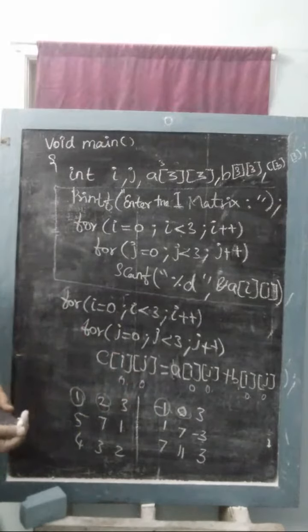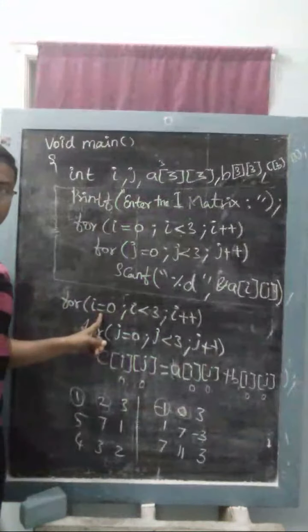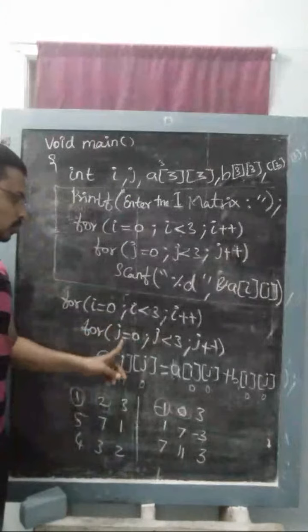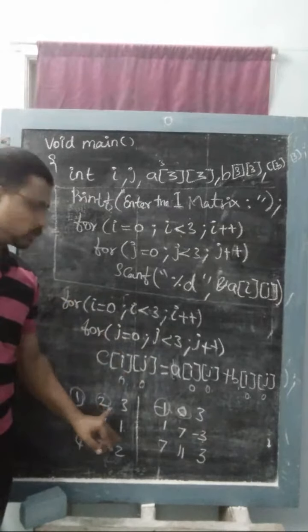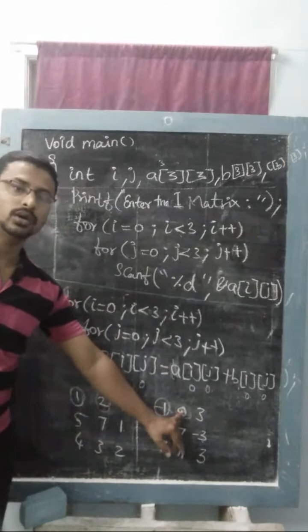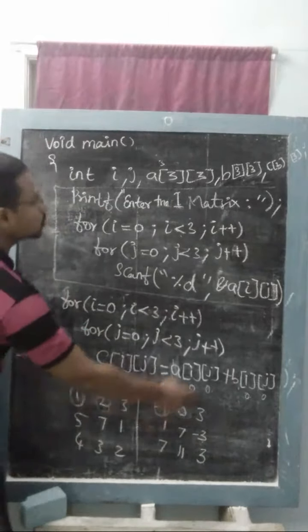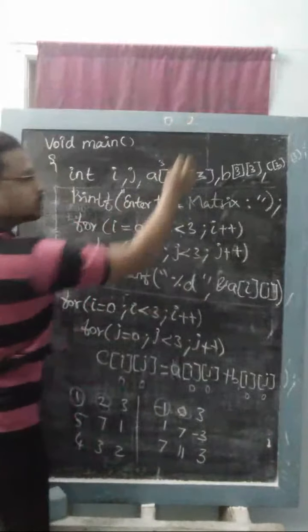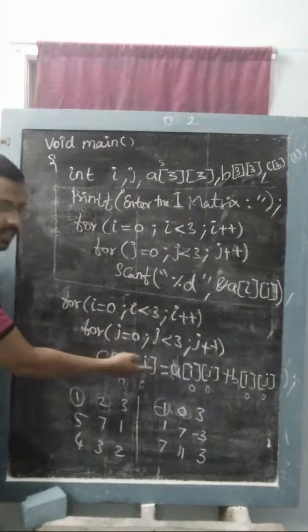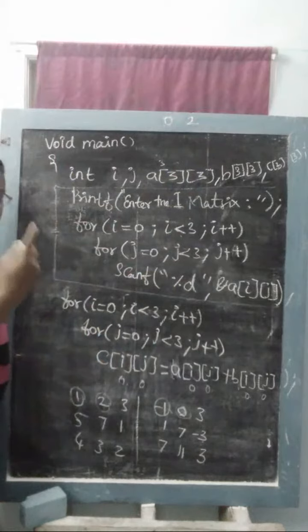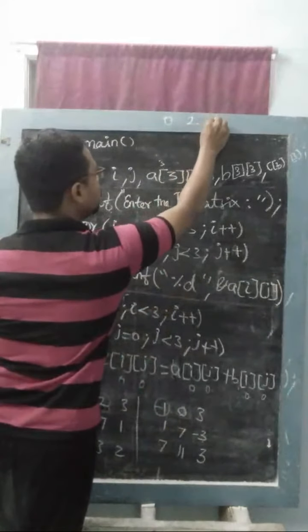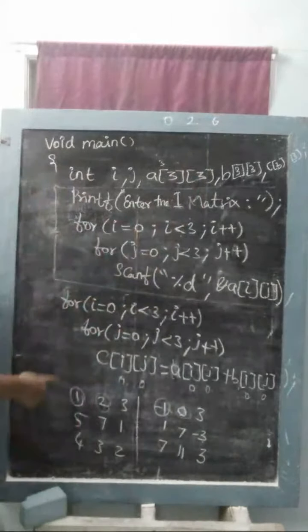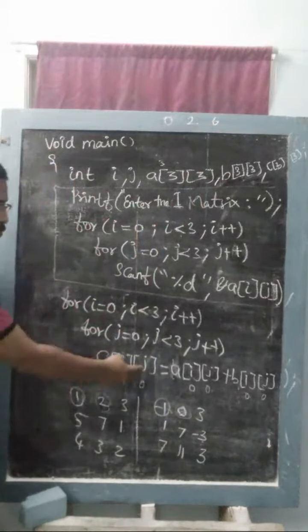Do you know why 1 0 comes? The value of I will be 0, and the value of J will be 1. That means we add the 0 1 element here and the 0 1 element here. When we add, 2 plus 0, you get the value 2, and the J value is incremented once again to 0 2. The 0 2 of the first matrix and 0 2 of the second matrix, just add 3 plus 3, that is 6. It will be stored into C of 0 of 2.